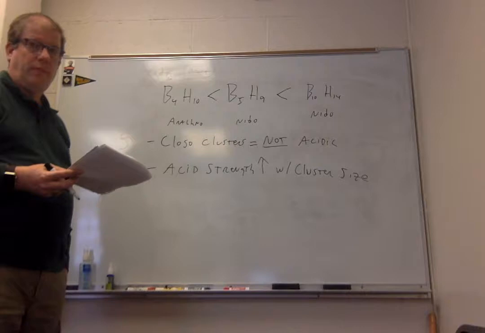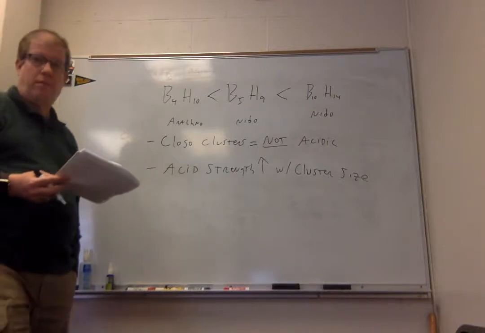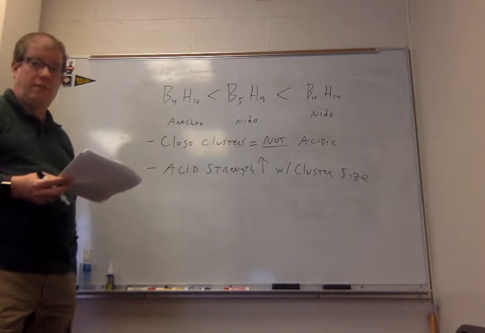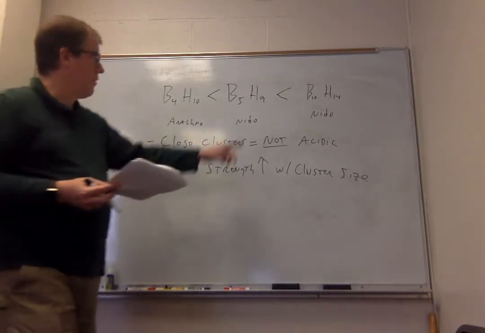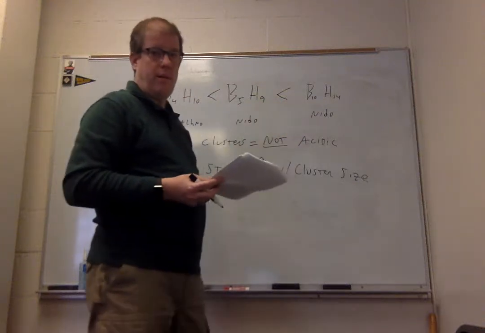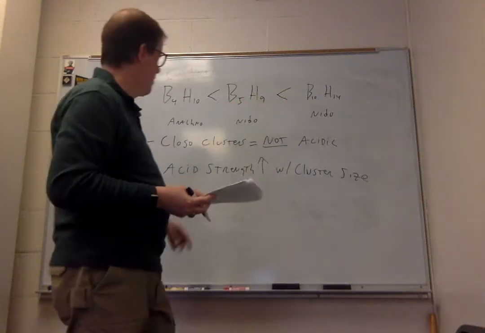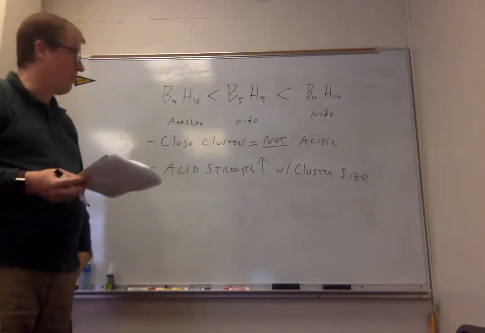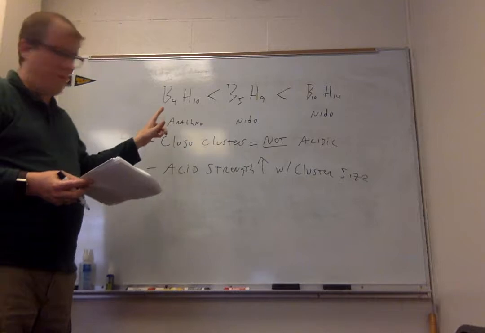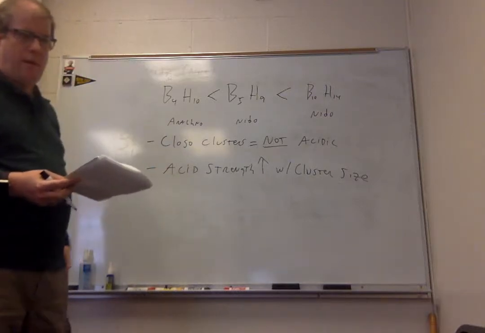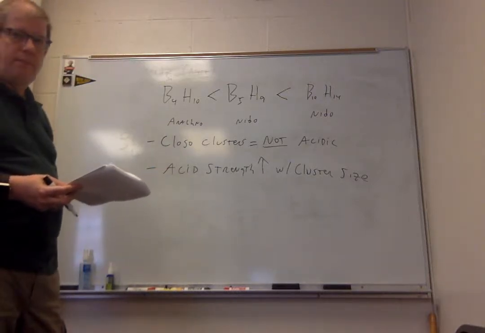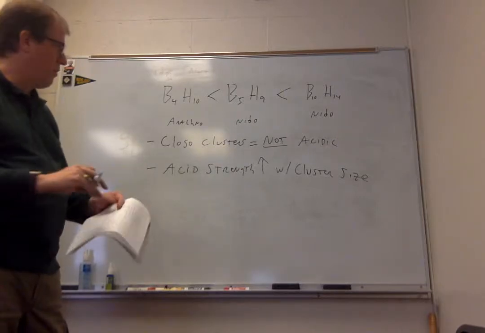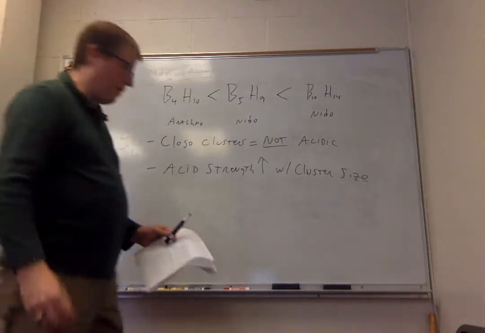So you can compare arachno to nido. It doesn't really matter. The larger the cluster is, the more acidic it is. And so this one here with 10 borons in it is more acidic than this one with 5, which is in turn more acidic than this one with 4, despite the fact that they have different geometries. So for our purposes, let's ignore the geometry and rely on this statement right here that acid strength increases as the cluster size goes up. So that's somewhat of interest.